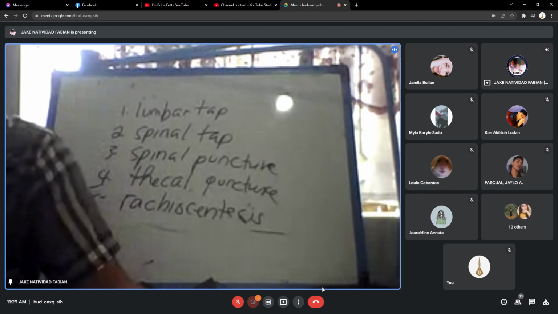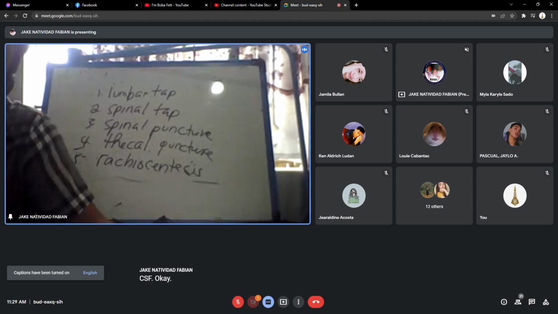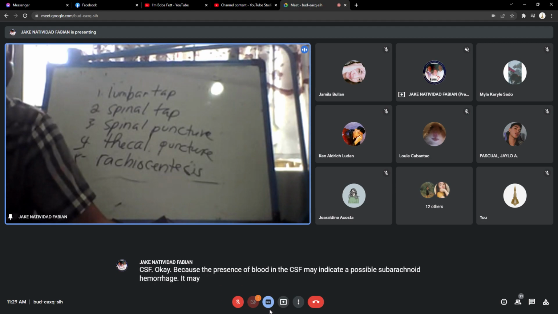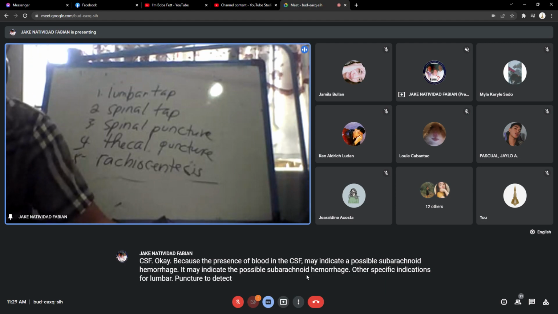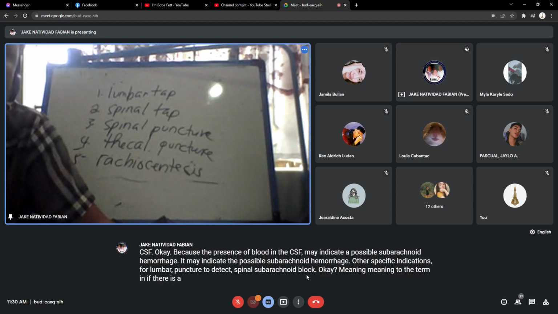To determine the presence or absence of blood in the CSF, because the presence of blood in the CSF may indicate a possible subarachnoid hemorrhage. Other specific indications for lumbar puncture: to detect spinal subarachnoid block, meaning to determine if there is a subarachnoid obstruction.